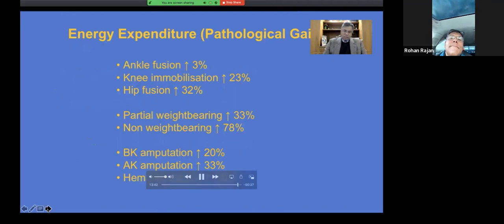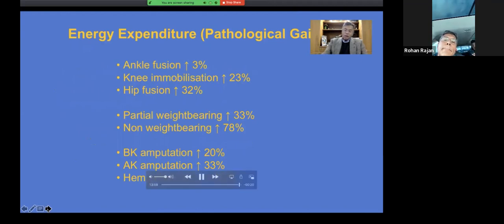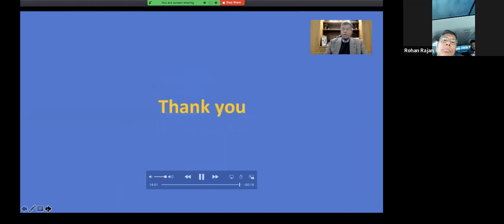In partial weight bearing, you can increase your energy expenditure by a third, and when you're not weight bearing, by more than 2/3. With a below knee amputation, by up to 20%, above knee amputation by a third, and with hemipelvectomy up to 100%. With that, I thank you.